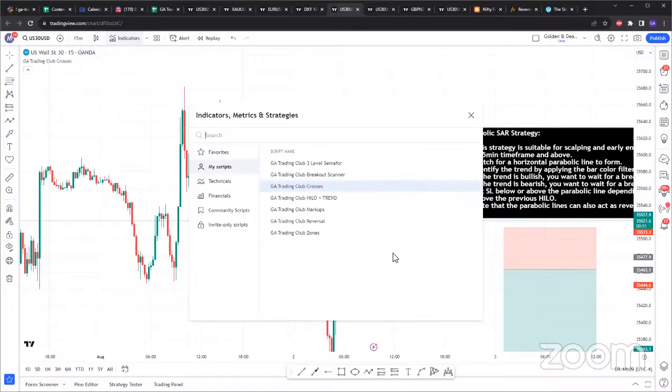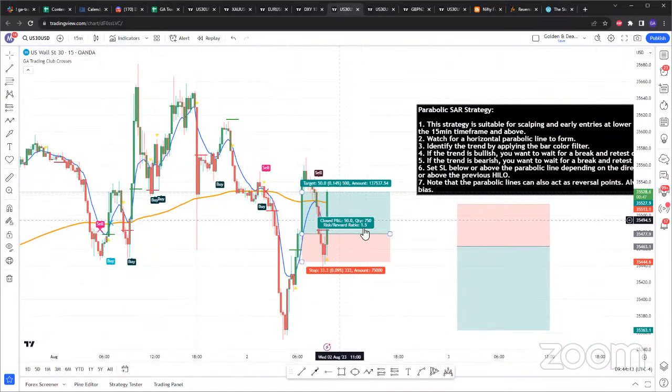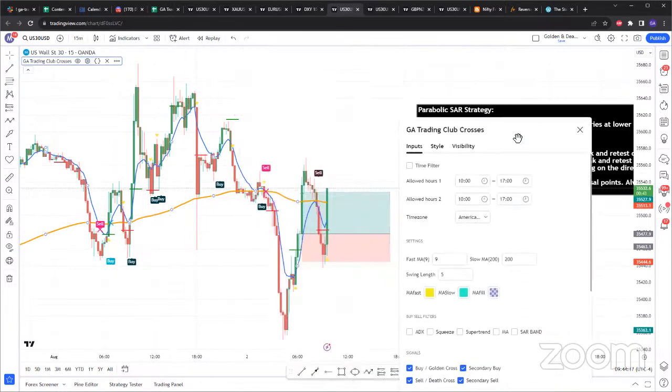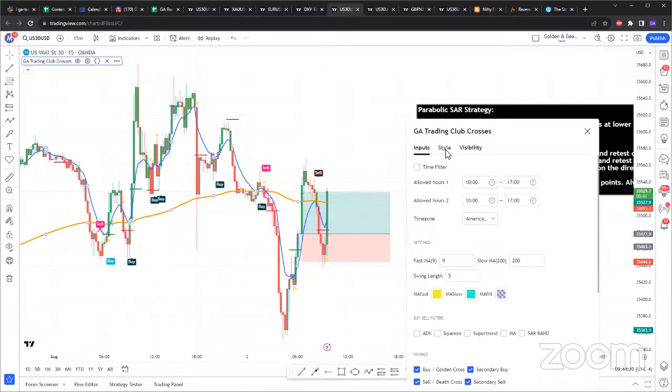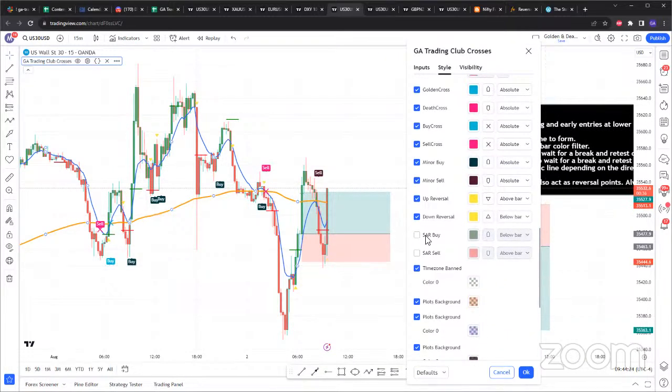Let me redo that. Hopefully it loads with my defaults. Yeah, so these are the defaults that I stored. Once you do that, ideally this is what you want on your chart. If you take off those SAR buys and sells, it will take off those boxed arrows, because we really don't use them. I don't have a strategy for that, but you can use it to backtest.